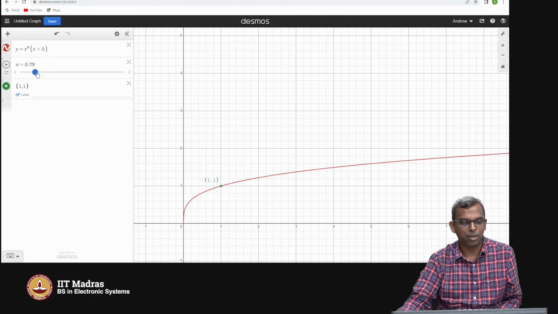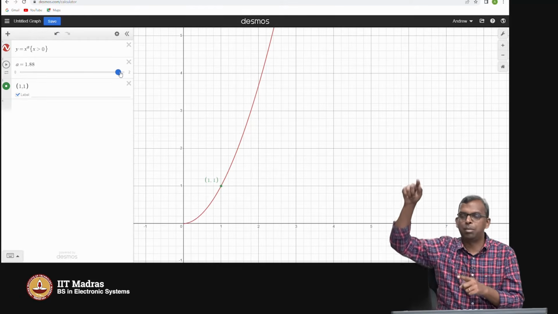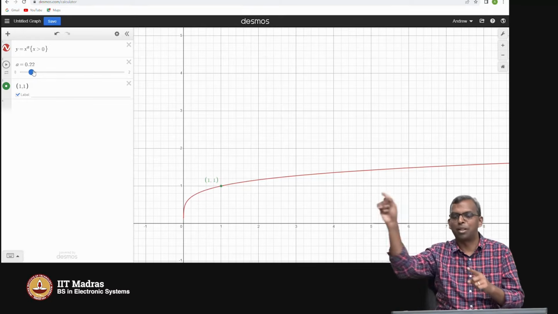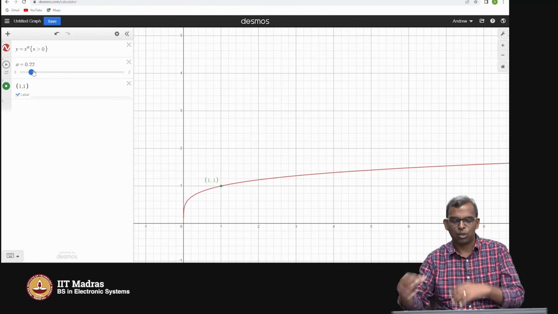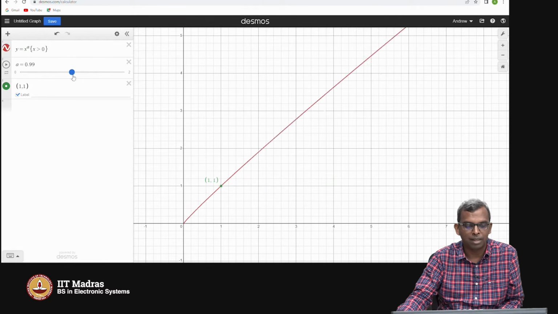So notice the difference between a being less than 1 and a being greater than 1. A being greater than 1, it has this kind of a shape, and a being less than 1, it has that kind of a shape. The shape sort of changes. And whatever I do to a, as long as it's positive, it always passes through 1, 1 and 0, 0. Okay, so that's not very surprising. That's how y equals x power a will behave.